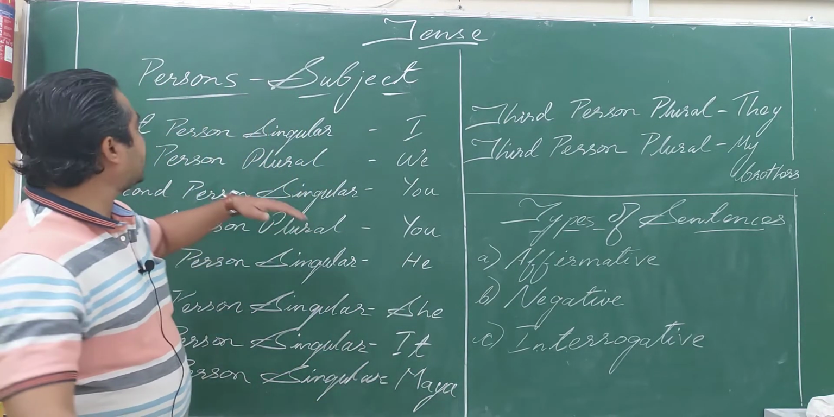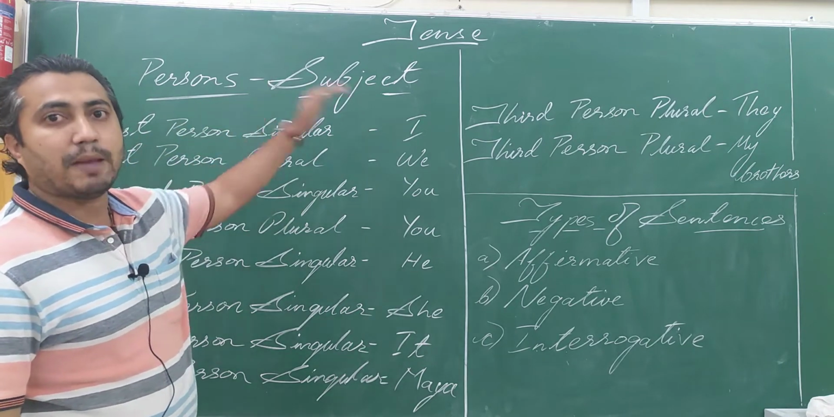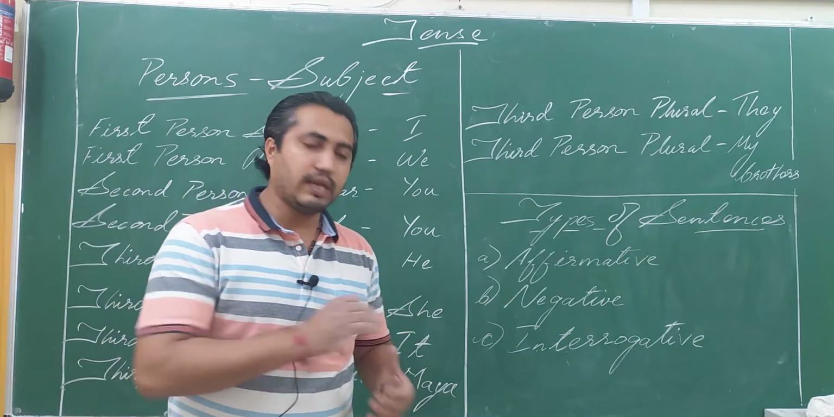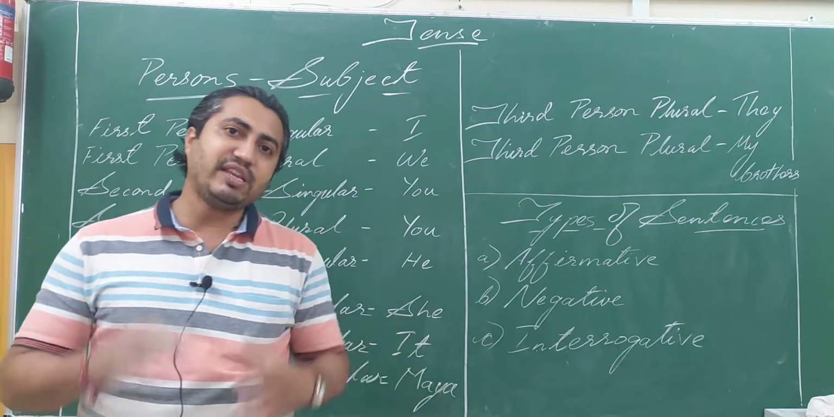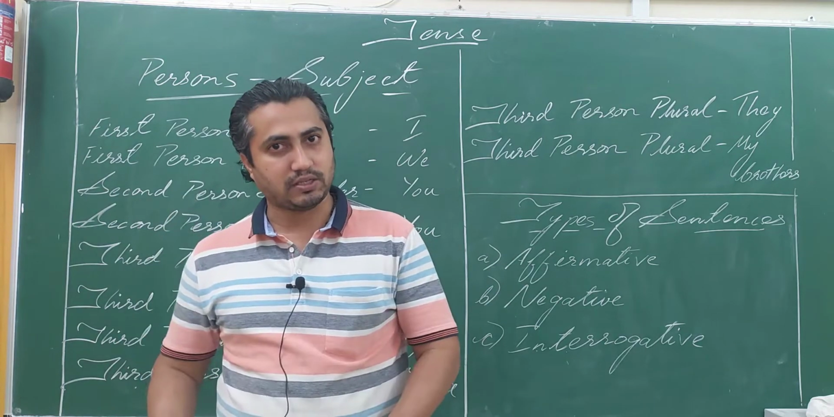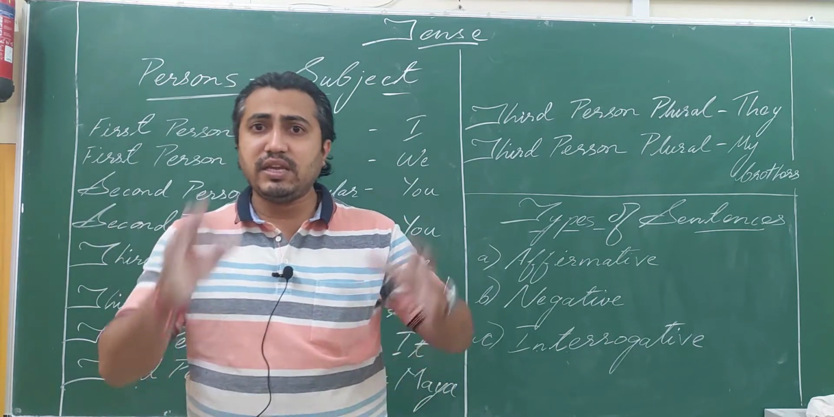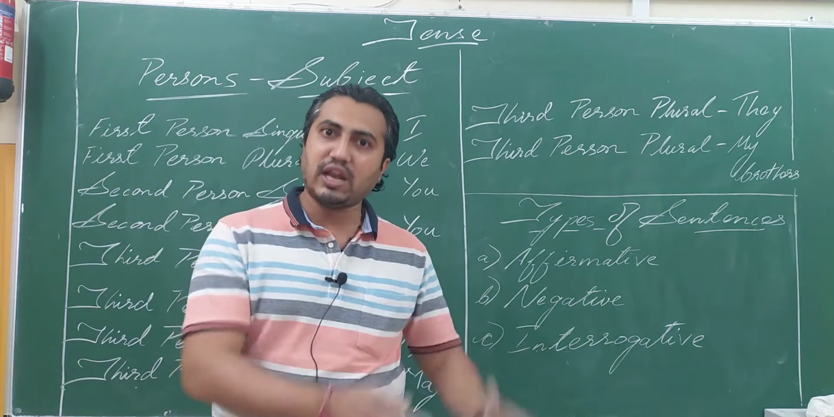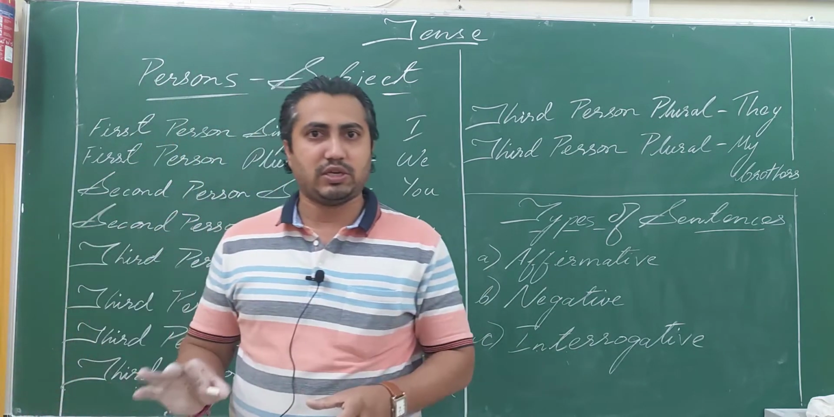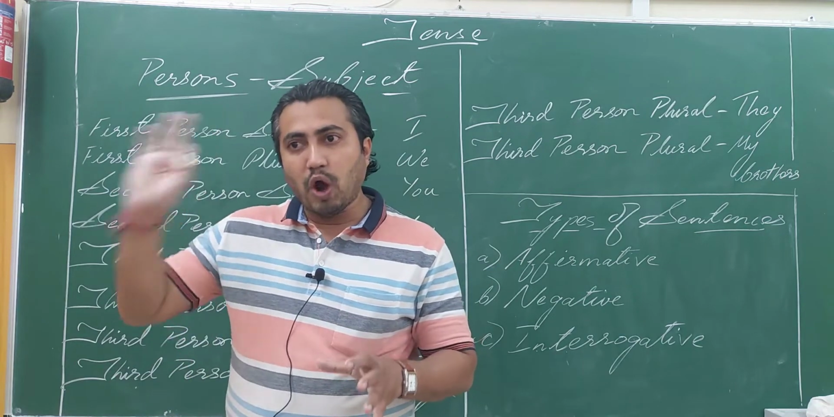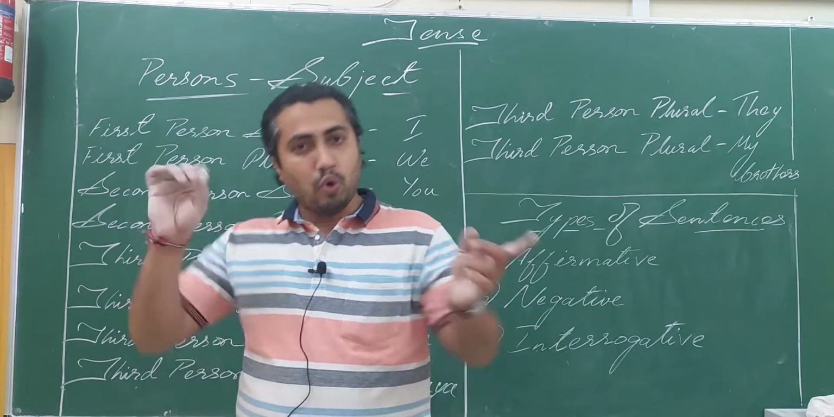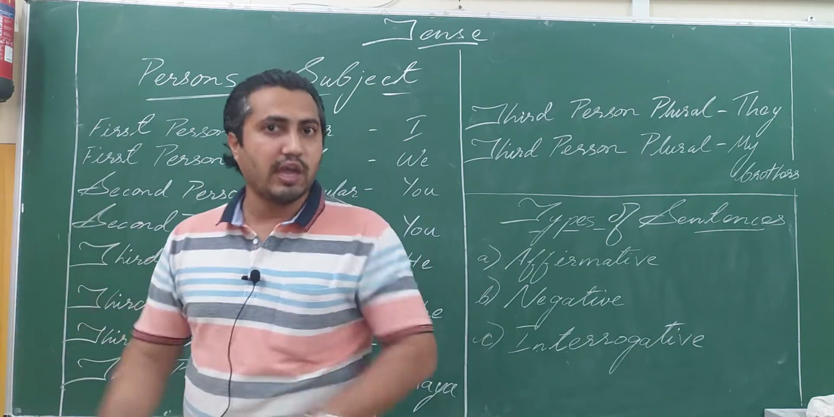The first topic is persons, subject. What are we going to learn in this topic? Subject. In every sentence there is a subject. What is a subject? The sentence is talking about or telling about someone or something or some place or some object. What is the sentence talking about? That is the subject. Or whom is the sentence talking about? That is the subject.